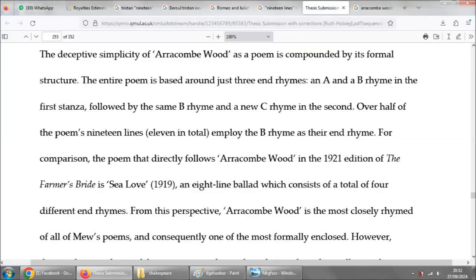The deceptive simplicity of Arrowcombe Wood as a poem is compounded by its formal structure. The entire poem is based around just 3 end rhymes, an A and a B rhyme in the first stanza, followed by the same B rhyme and a new C rhyme in the second. Over half of the poem, 19 lines, employ the B rhyme as their end rhyme. For comparison, the poem that directly follows Arrowcombe Wood in the 1921 edition... So how many lines does this poem have? 19 lines. Nothing suspicious in that. So there's nothing suspicious in that.